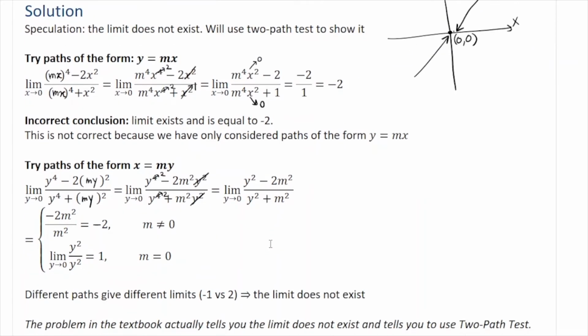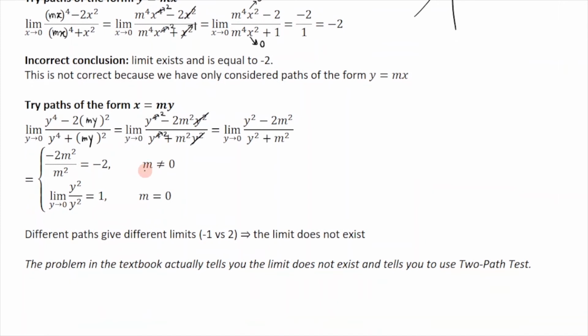Now, this has two cases. One case is when m is a non-zero number. In this case, we can just see that y approaches 0. When this happens, we get negative 2m squared over m squared, and then these guys cancel, and we get negative 2.